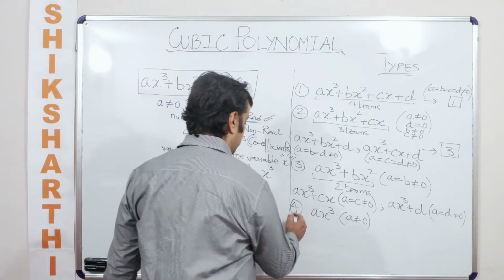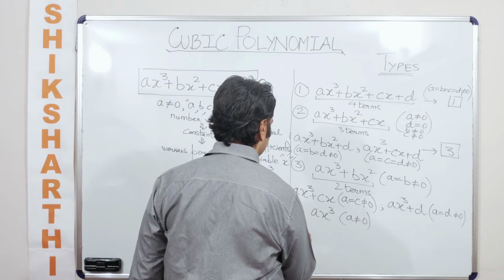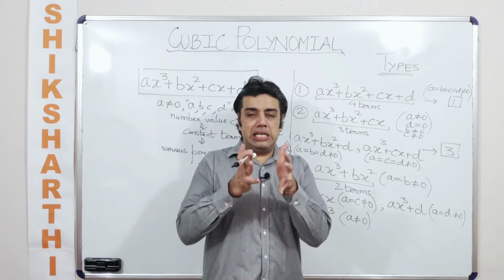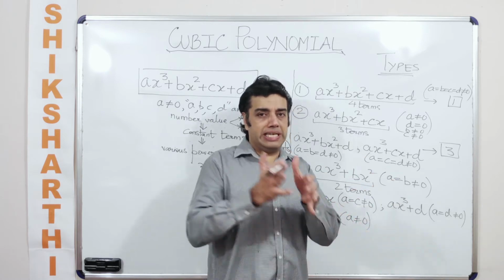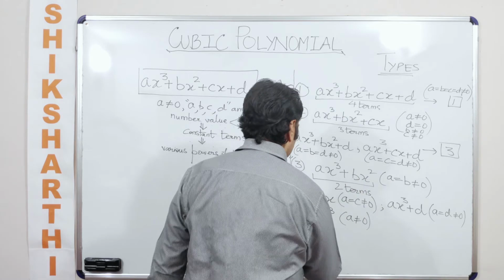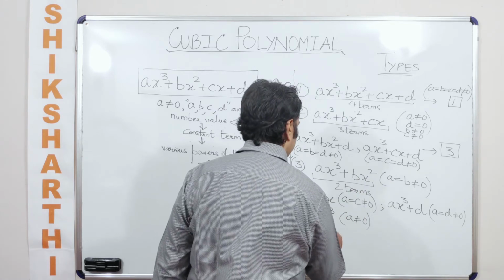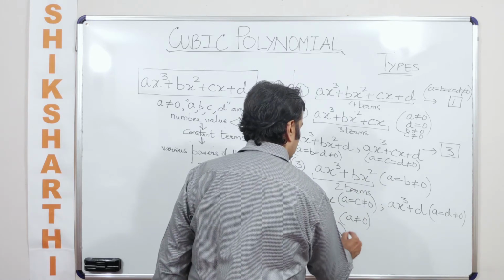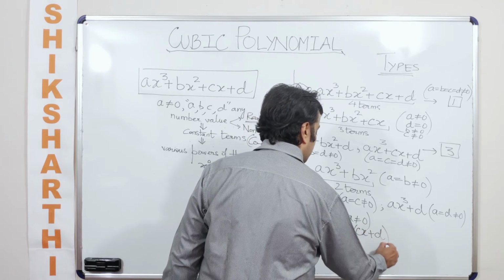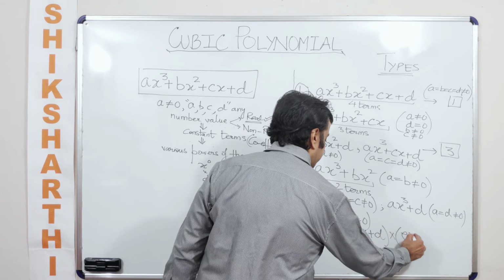Now cubic polynomials can be formed in other ways as well. So which is the fifth variety here that I can form here is, I can form a cubic polynomial with the help of 3 linear polynomials or 3 linear expressions multiplied with each other. For example, ax plus b multiplied with, let's say, cx plus d multiplied with ex plus f.